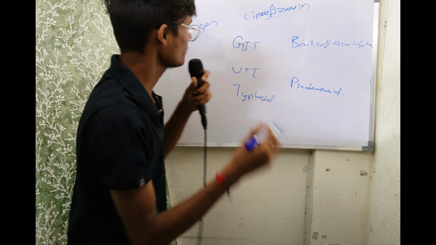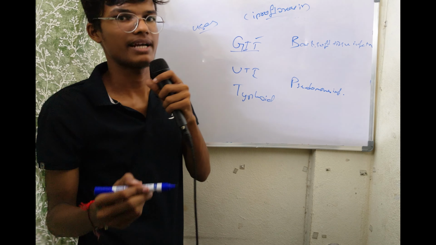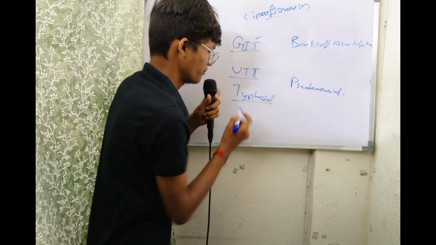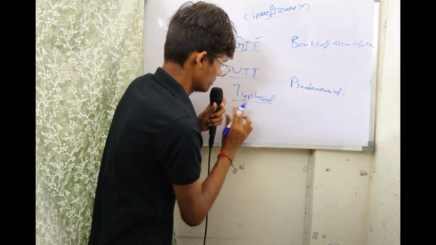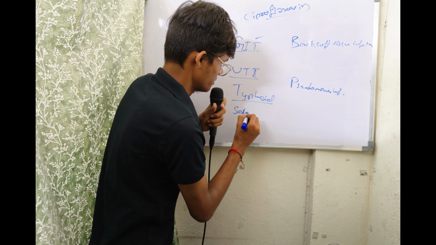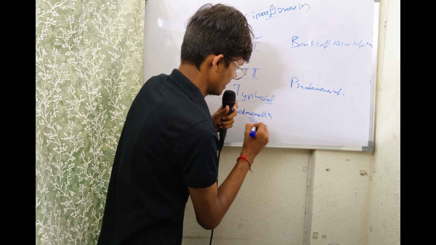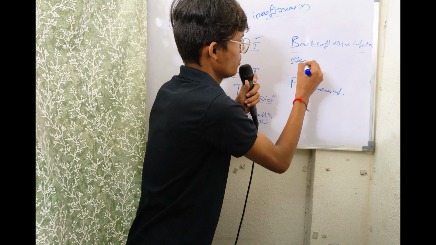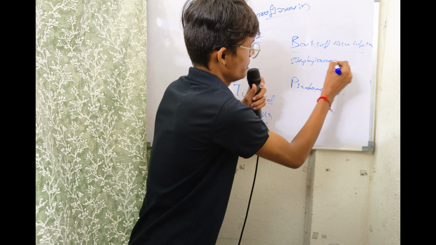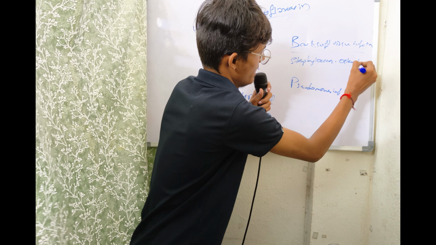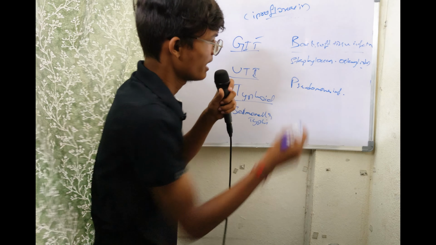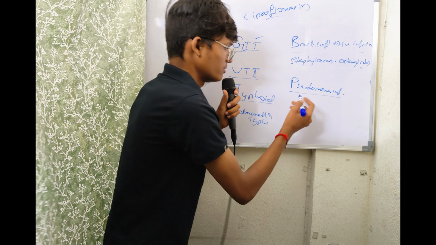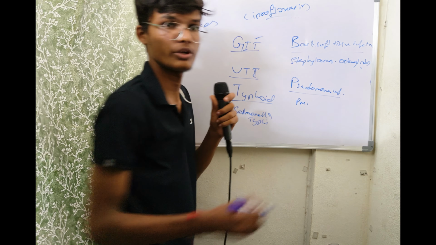For example, in GIT, emetic bacteria and diarrheagenic bacteria are there. In UTI, bacteria like E. coli are there. In typhoid, Salmonella typhi is there. In bone and soft tissue, Staphylococcus is there, which causes osteomyelitis. Then Pseudomonas causes ventilator-acquired infections, and it also causes pneumonia.